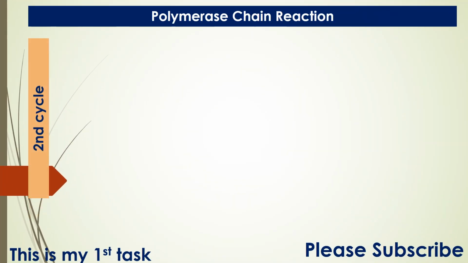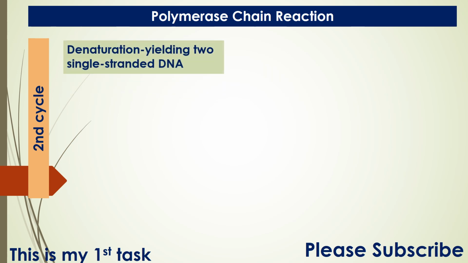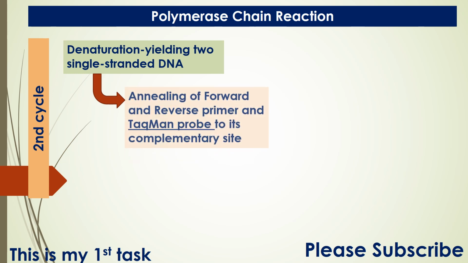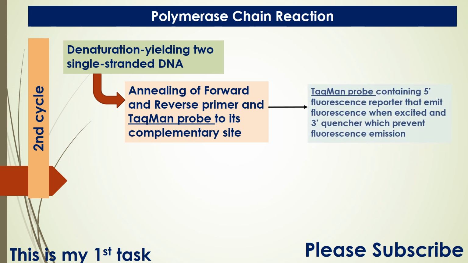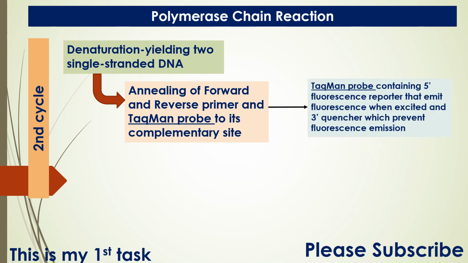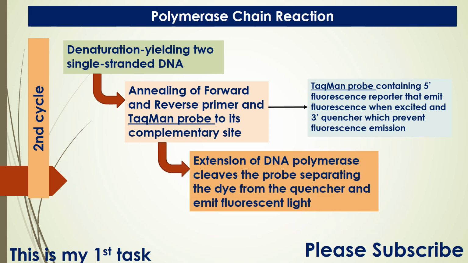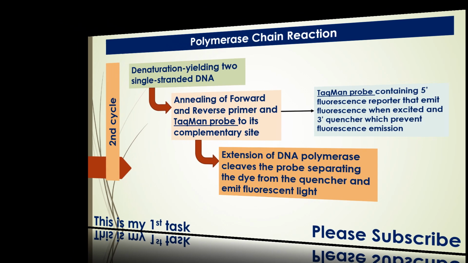In the second cycle of polymerase chain reaction, denaturation yields two single-stranded DNA. Next, annealing of forward and reverse primer, and TaqMan probe to its complementary site. TaqMan probe contains a 5' fluorescence reporter, that emits fluorescence when excited, and a 3' quencher, which prevents fluorescence emission. Then, extension by DNA polymerase cleaves the probe, separating the dye from the quencher, and emits fluorescent light.